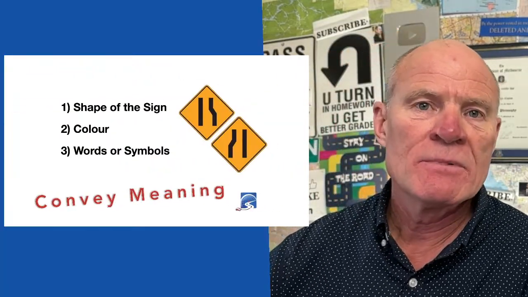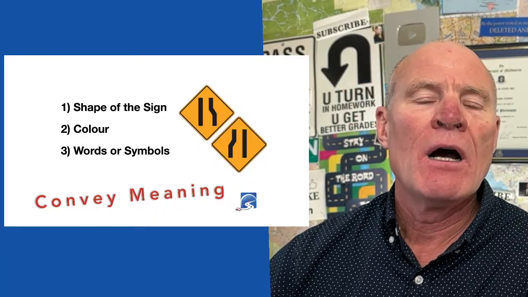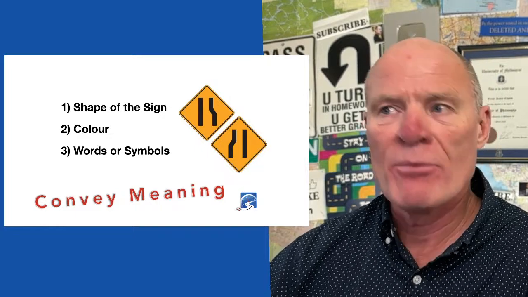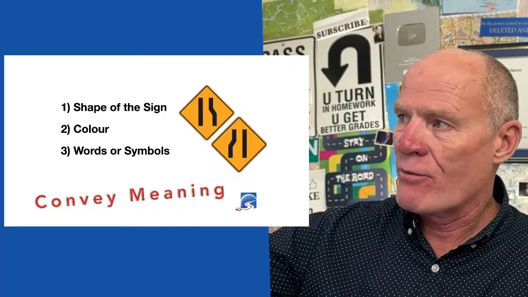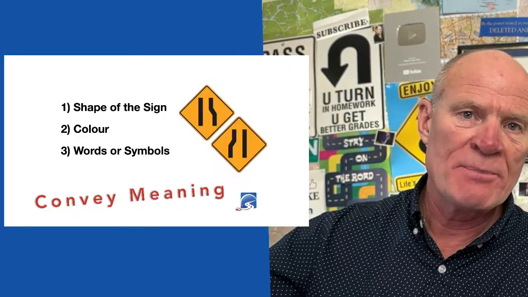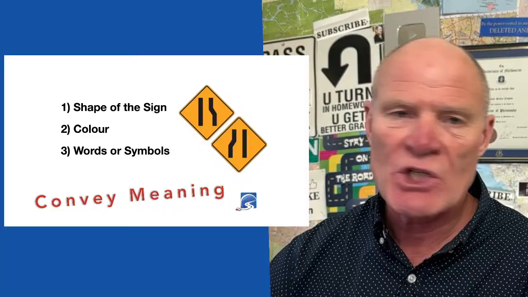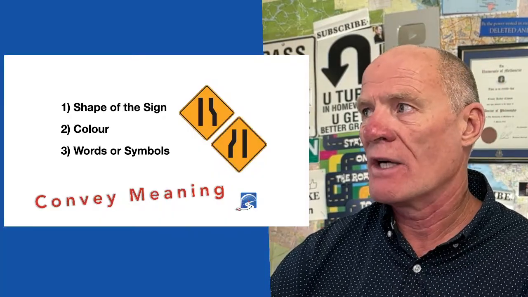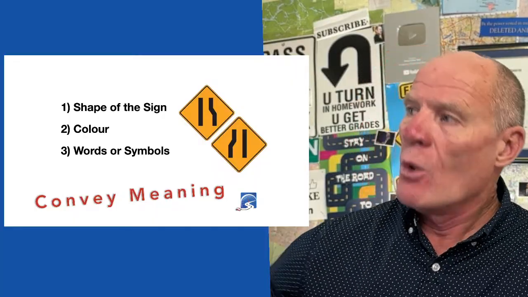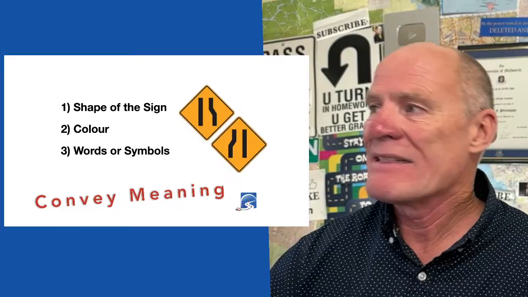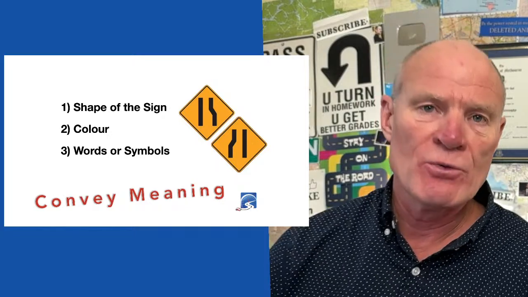Shape of the sign, the colors, and the words or symbols thereon are how traffic signs communicate information to road users and allow them to glean information quickly. These signs, for example, are construction signs because they're orange in color with black symbols and lettering thereon, and they're diamond in shape for the most part. The one on the top says that the lane on the right ends, and the one on the bottom says that the lane on the left ends. So know that when you're reading traffic signs.